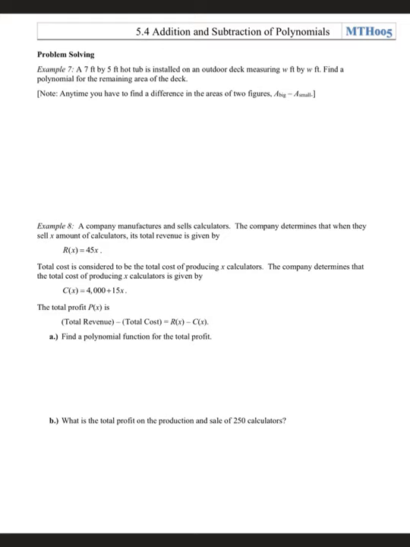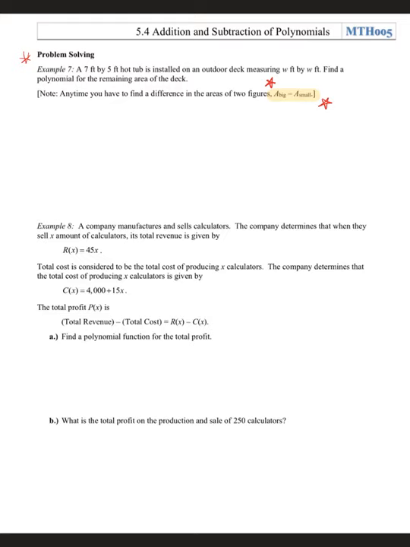Note, anytime you have to find a difference in the areas of two figures, you take the area of the big and you subtract the area of the small. This formula right here is super important. You want to make sure you remember that this is what you need to use anytime you face problems like these. This kind of problem, it's important that you understand how to do this.